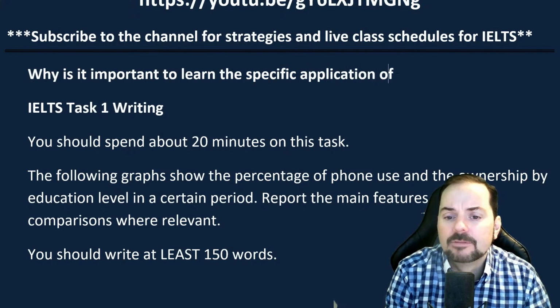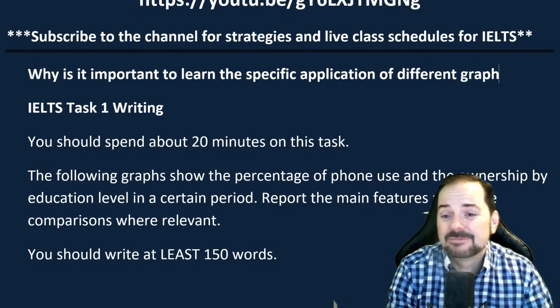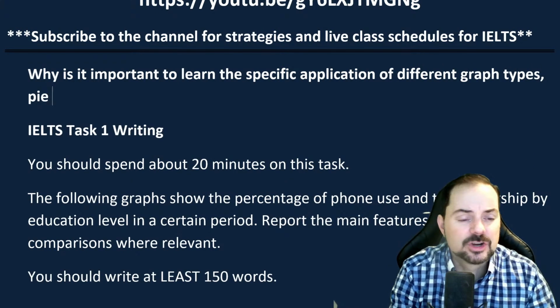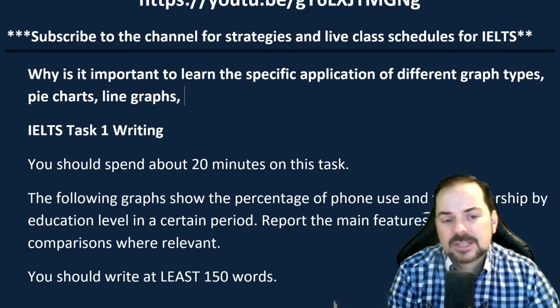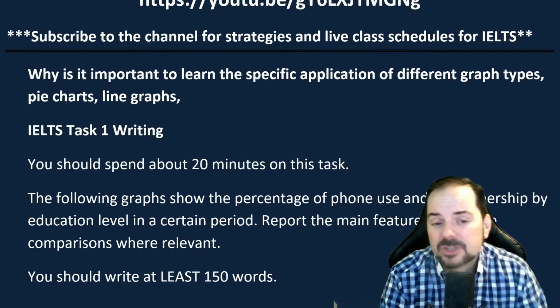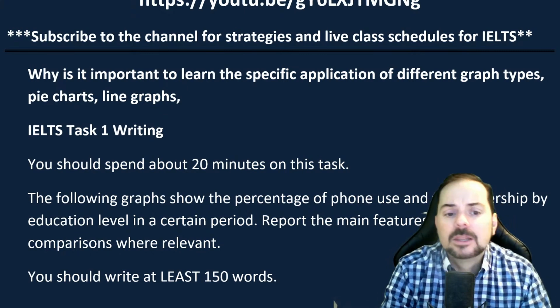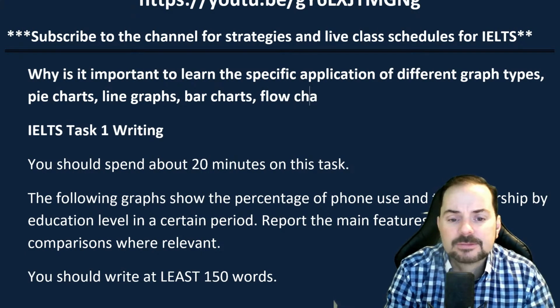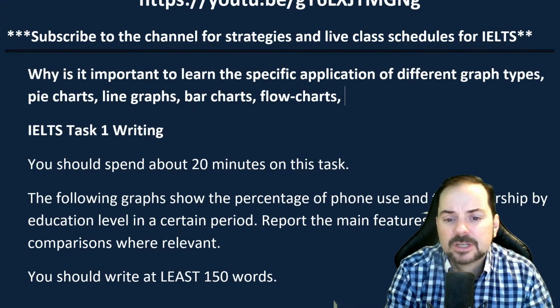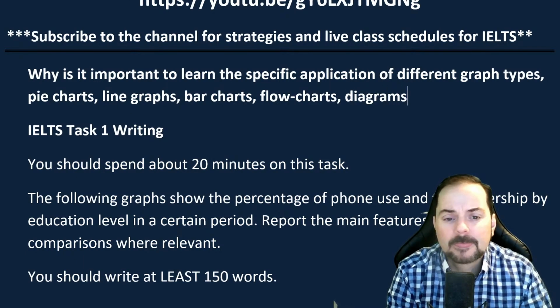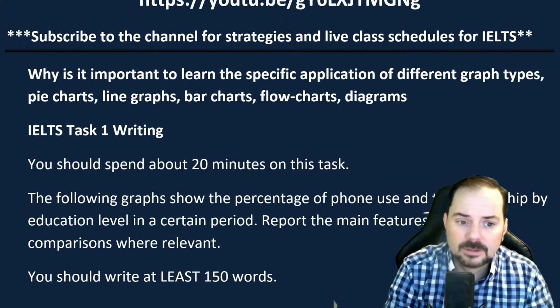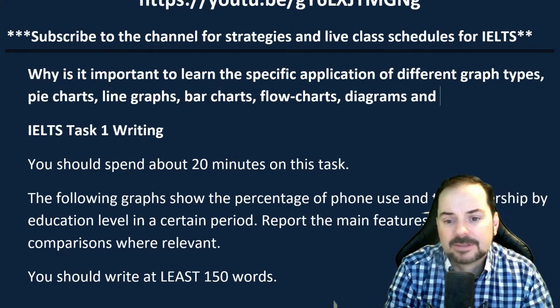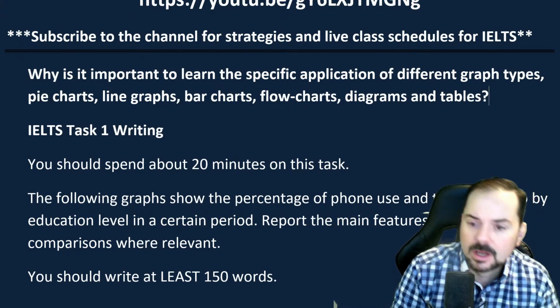here, of different graph types like pie charts, line graphs. British like to say charts, Americans like to say graphs, but we interchange them, so it doesn't really matter. Line graphs, bar charts, flow charts. Flow charts is often hyphenated. Flow charts, diagrams. Okay, so why do you think, and let's say on tables, okay, so why do you think?